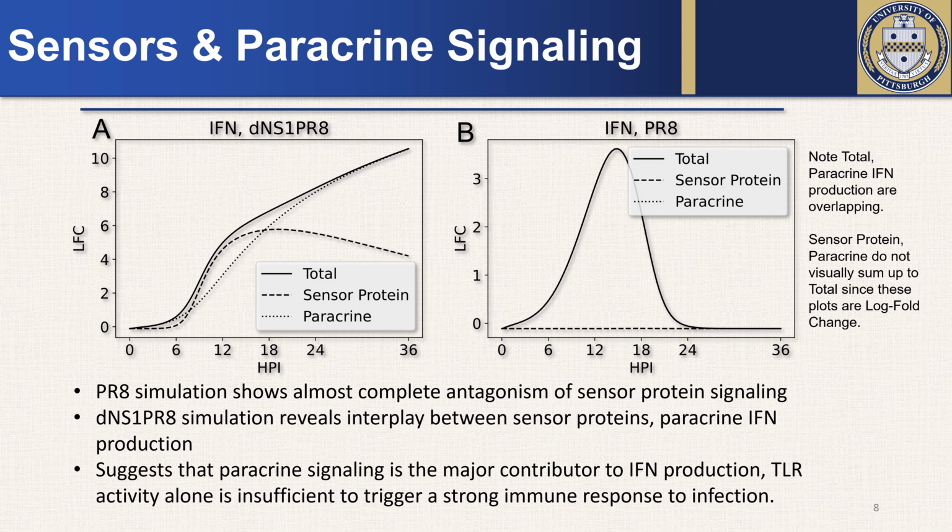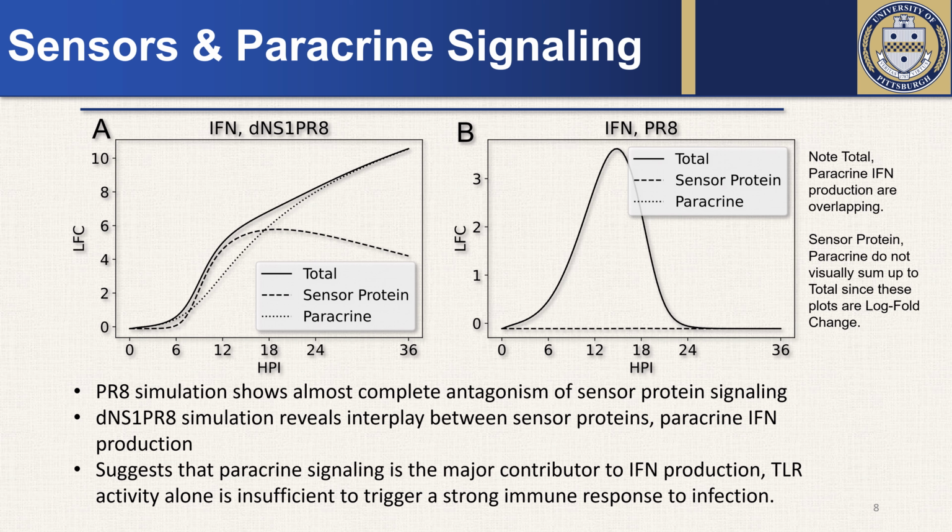These graphs are the case of high multiplicity of infection, or MOI, that is, every cell is initially infected. In panel A on the left, an NS1 knockout strain of influenza is allowing RIG-I to act to its full potential. You can see that sensor proteins are responsible for a lot of the interferon production early on, and that paracrine signaling takes over as we approach about 24 hours post-infection.